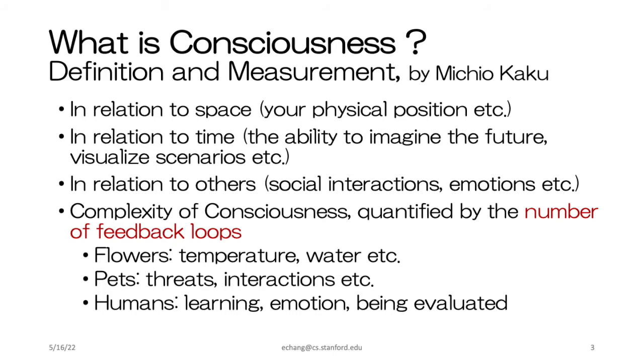There were many definitions, but I consider the ones that can be supported by science, and that can be more promising. In particular, the proposal made by Kaku, a physicist at NYU, is that consciousness needs to consider time and space, which are evident, and also the number of feedback loops. And a feedback loop means sensing and the response. Flowers may have just a limited number of feedback loops, including temperature and water. And pets at home, the cats and dogs, may have feedback loops for threats, for their hunger, or for interactions with their masters.